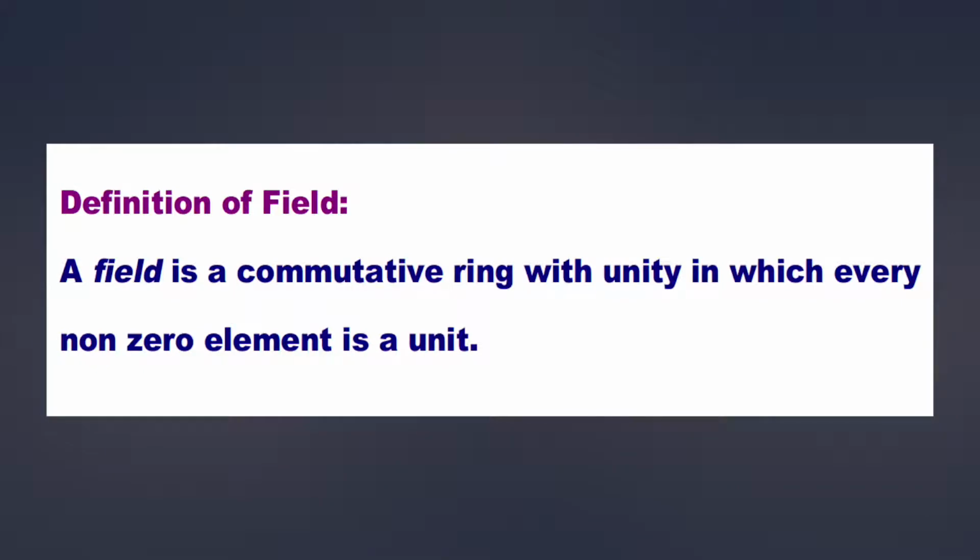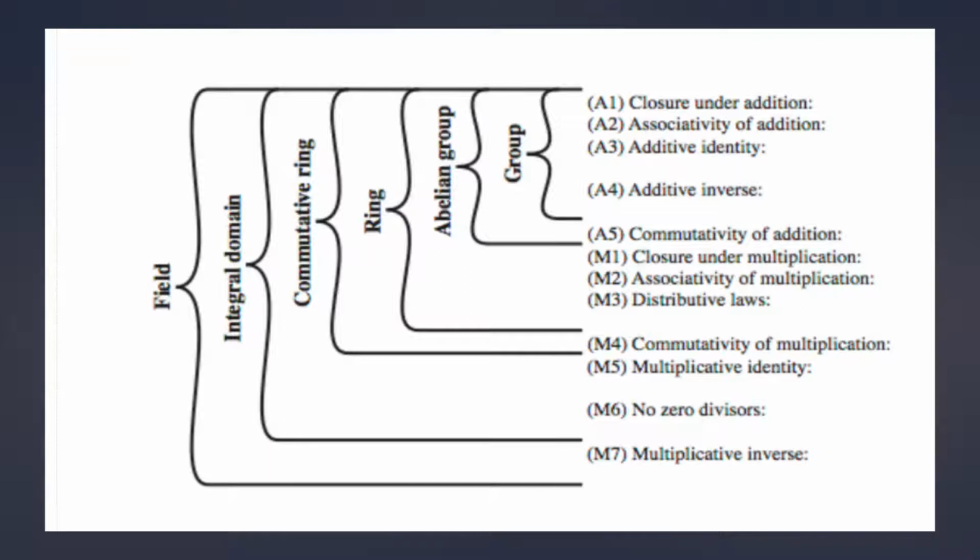Let us move on to another important part of this module, which is field. The definition of a field is: a field is a commutative ring with unity in which every non-zero element is a unit. We have already seen rings in detail in some of the previous modules, but this structure will help you to understand rings better.